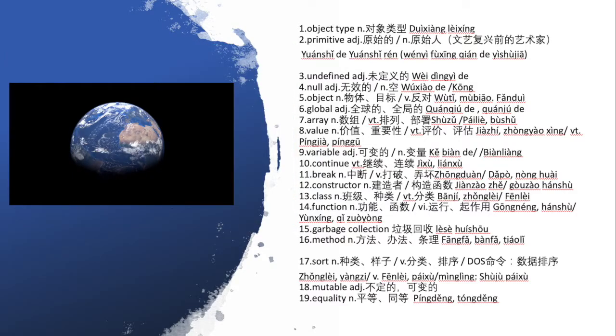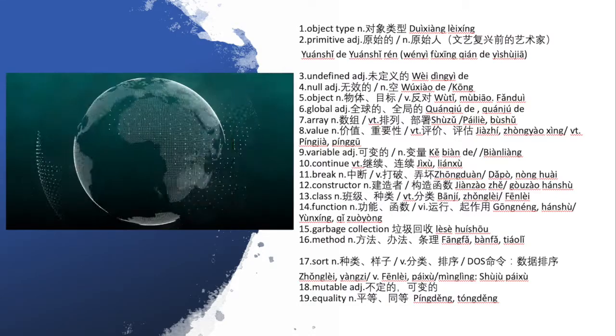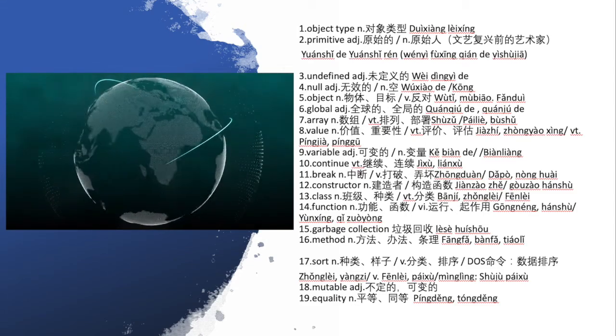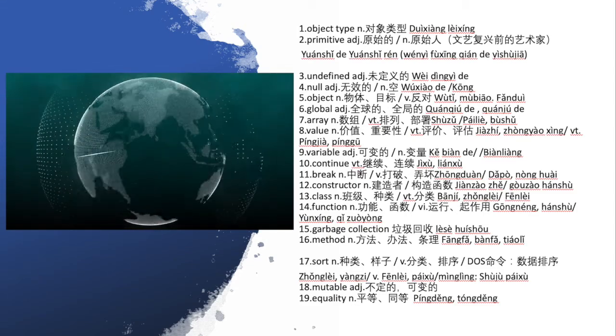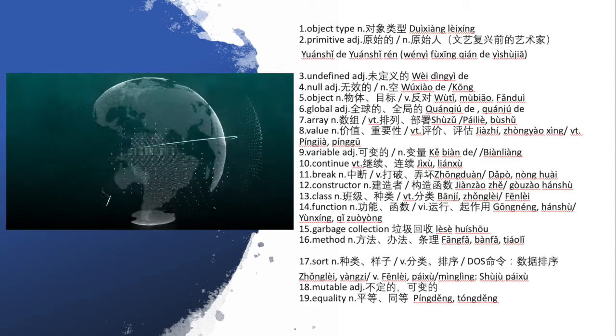Next word is global. How to say global is 全局的. 全球的. So remember the word 全局的 and 全球的, and these two words mean global.